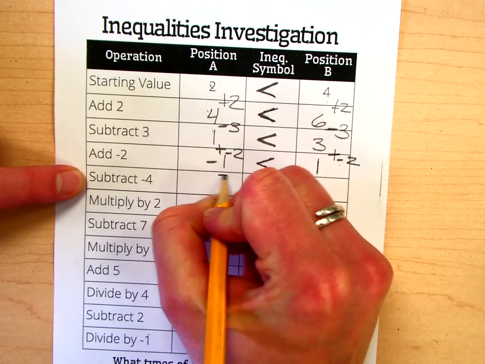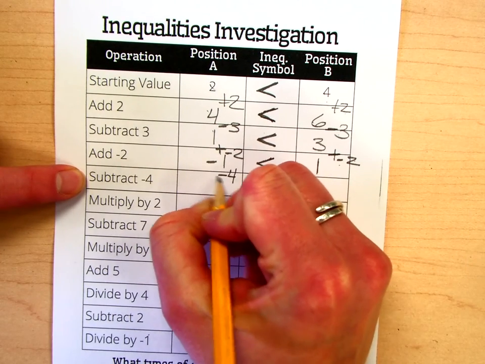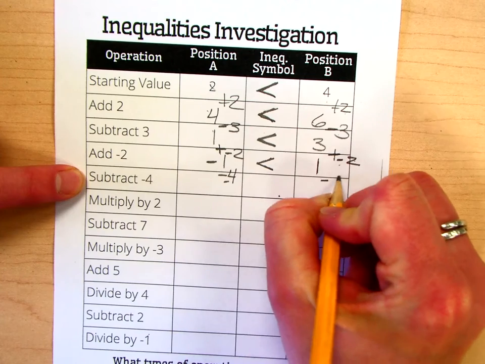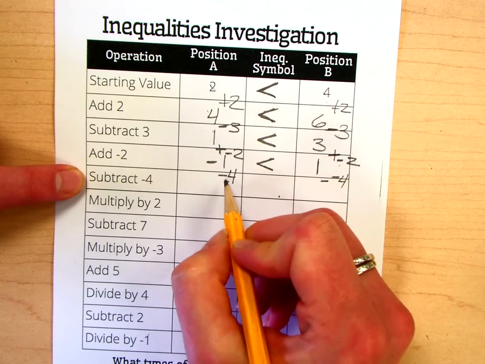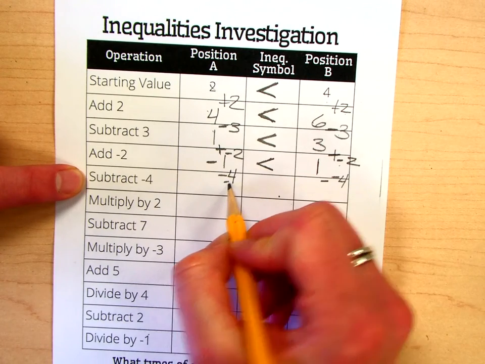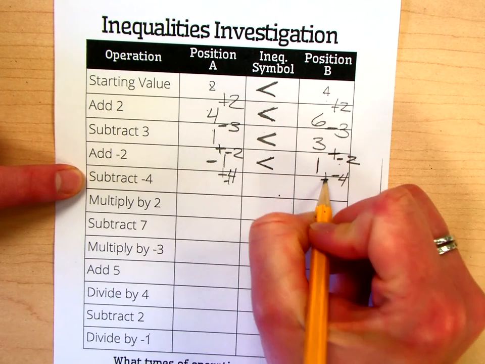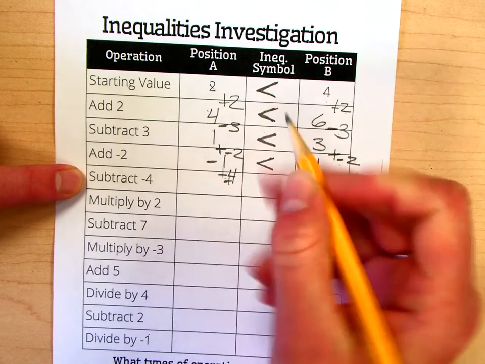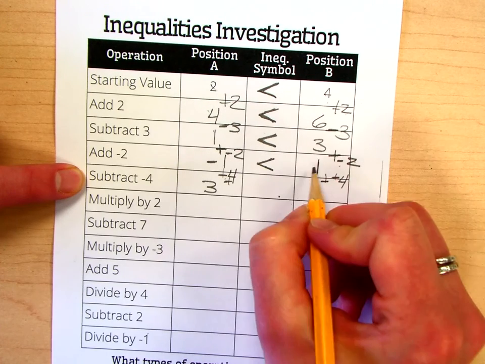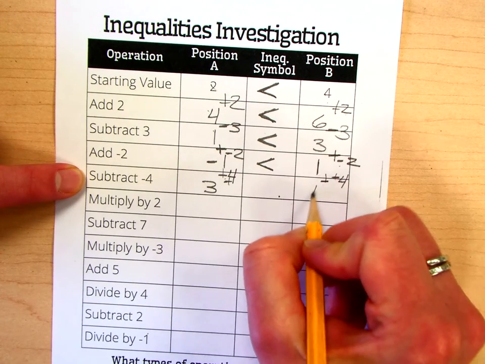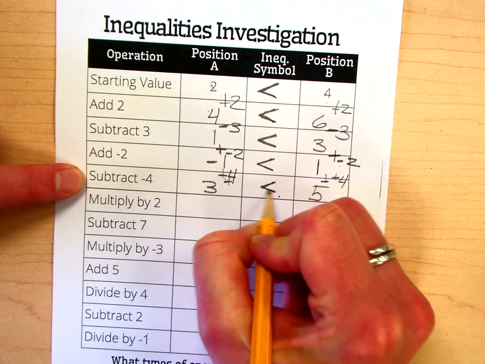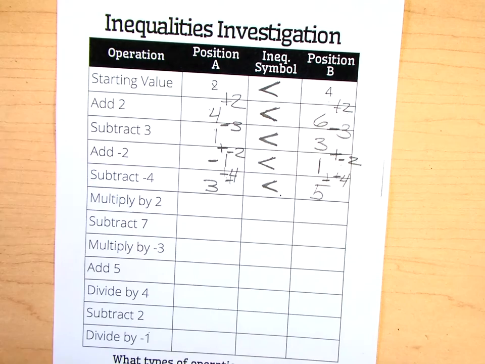Subtracting -4, it's going to look like this. Remember, subtracting a negative is the same thing as adding a positive. So I got -1 plus 4, which is +3, and +1 plus 4 is 5. Alligator still eats the bigger number. Okay, you guys and gals are going to finish this up on your own.